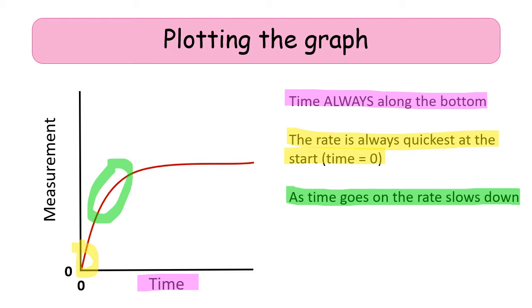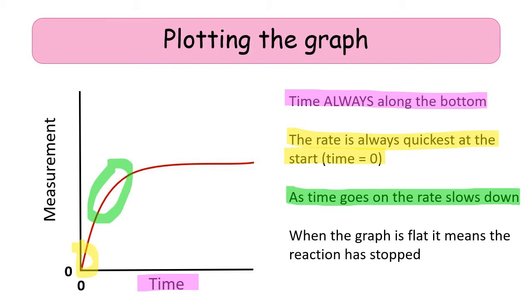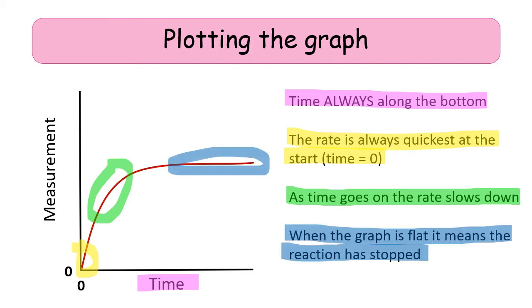The reason the reaction slows down is because the reactants are being used up. And finally, when the graph is flat, it means the reaction has stopped. There are no more reactants left.